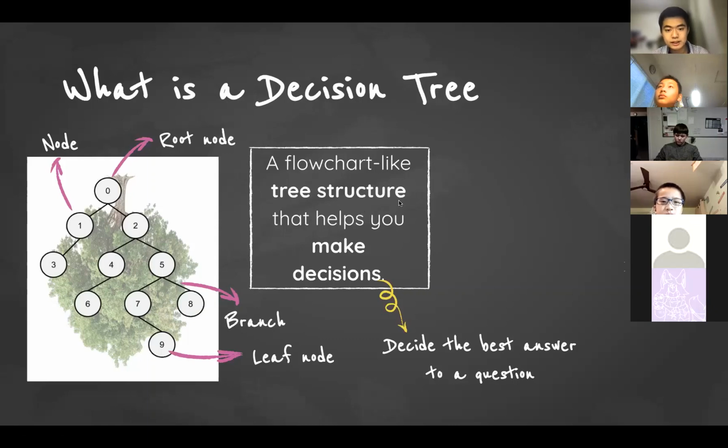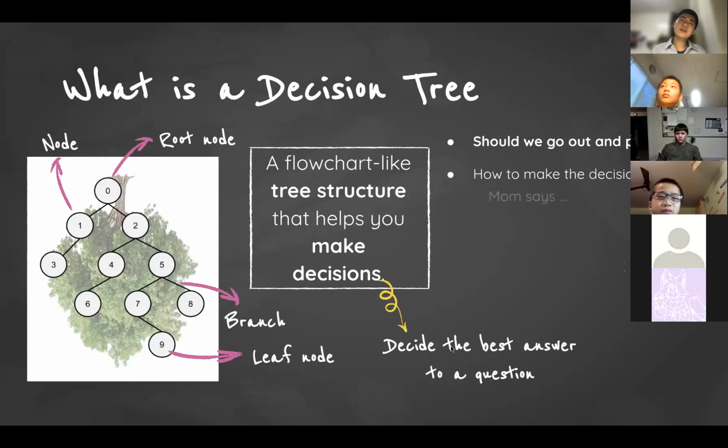The purpose of a decision tree then is to help you make decisions, or in this case, decide the best answer to a question. Now, we know that computers can make simple decisions if we just use if statements, right? Like, if this is true, do this, else do that. But what if it's a bit more complicated? And what if it's not as straightforward as we think it is?